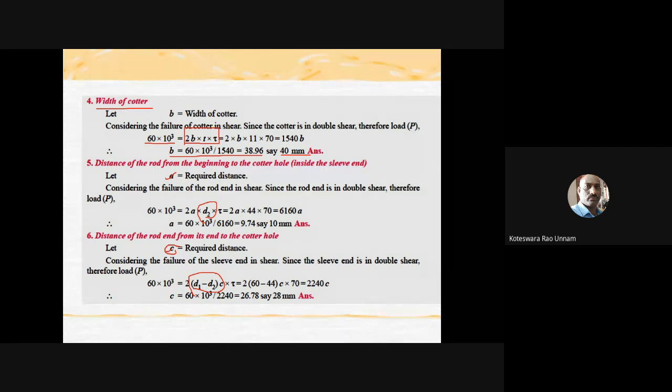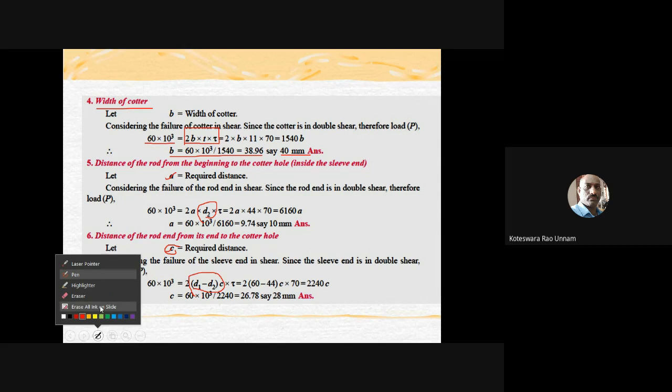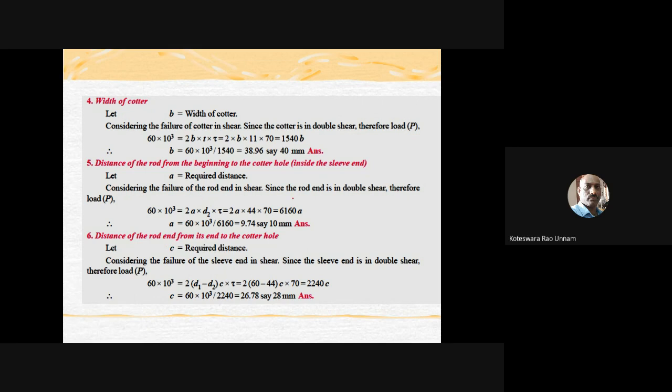Now if I consider A, you need to consider the shearing failure of the sleeve end. Again here it is in double shear. So the area of shear is 2 into A into D2, multiplied by tau. It should be equal to the applied load. If you solve that equation, you will get A as around 9.74 mm. Then we can round it up to 10 mm. Therefore, your A is 10 mm.